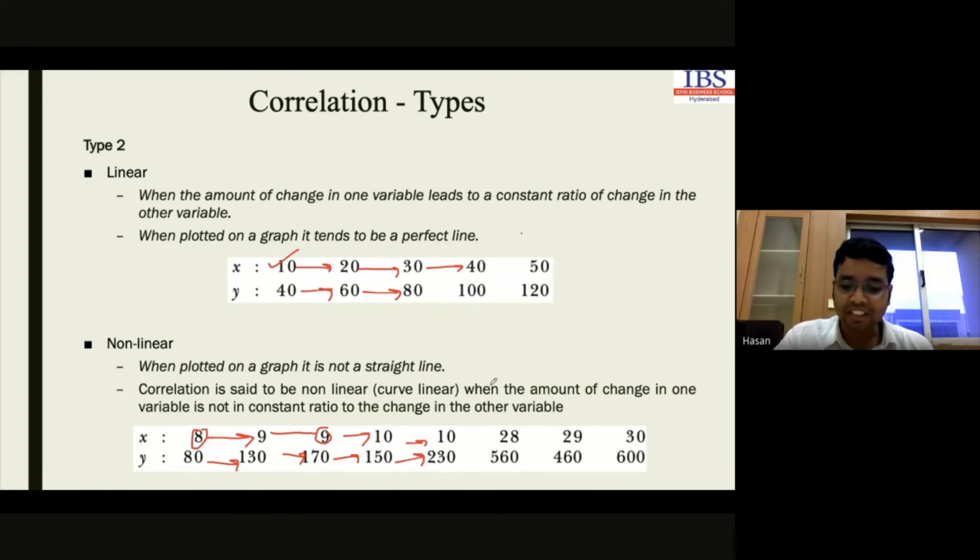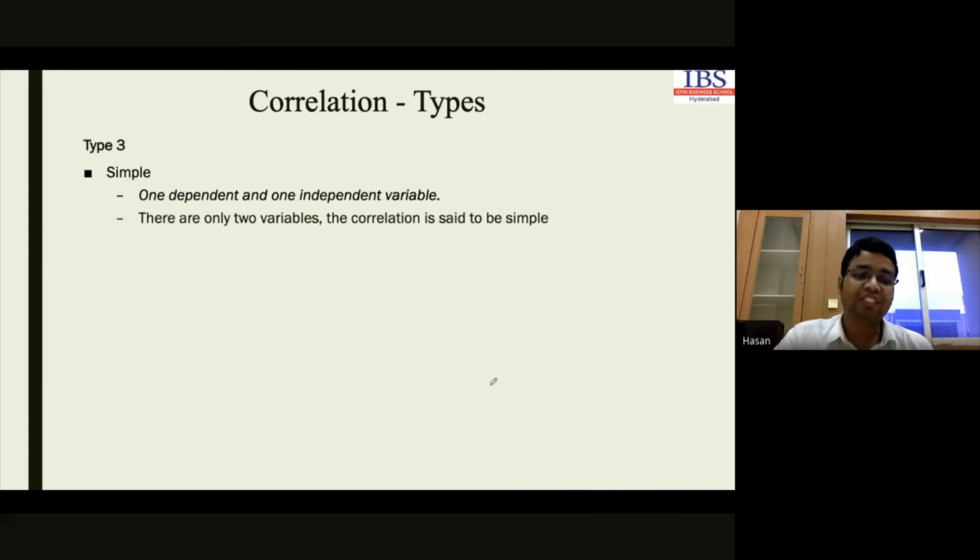In the third category, we have type 3, that means simple relation. We have two variables, one dependent variable and one independent variable. Y equals ax. We may observe this in this way. So one simple relation has two variables, one dependent and one independent.